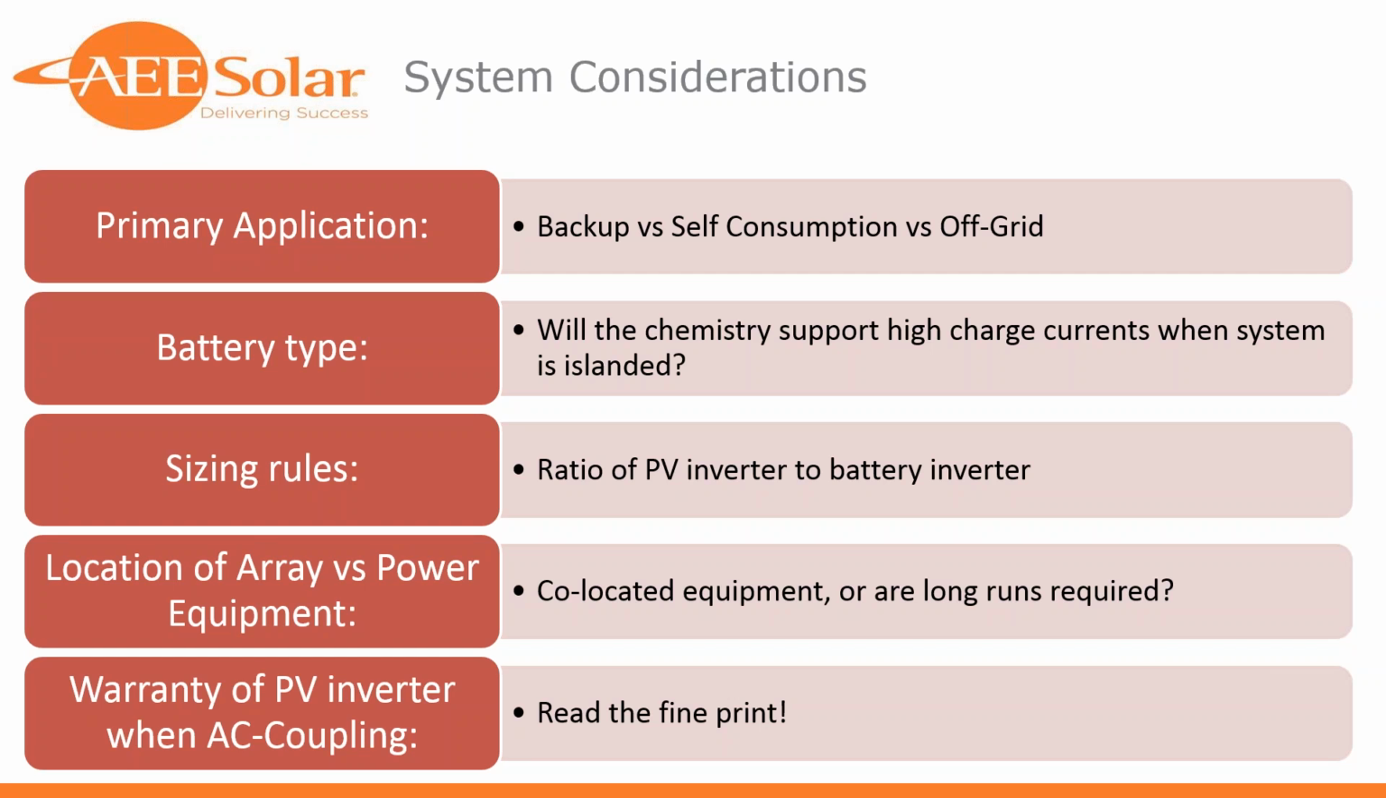Second will be battery type. Will the chemistry support high charge currents when the system is islanded? Believe it or not, there are some lithium-ion chemistries out there that don't like high charge currents. Some of the solutions we've seen out there in the market have onboard circuit breakers that will trip when you see these uncontrolled charge currents from an AC coupled system where the power's frankly got nowhere to go.